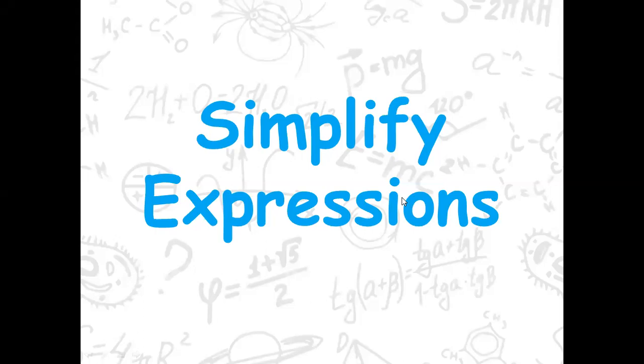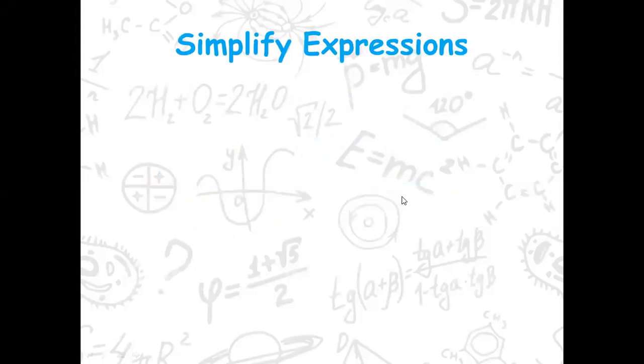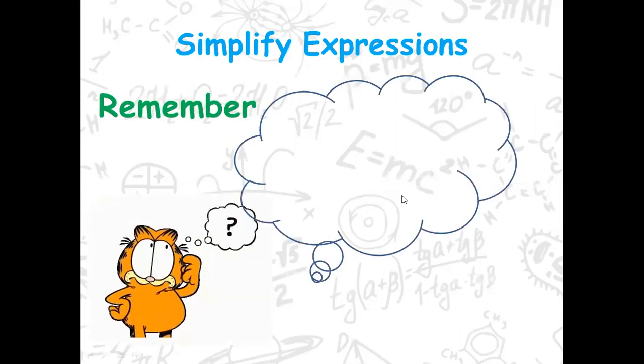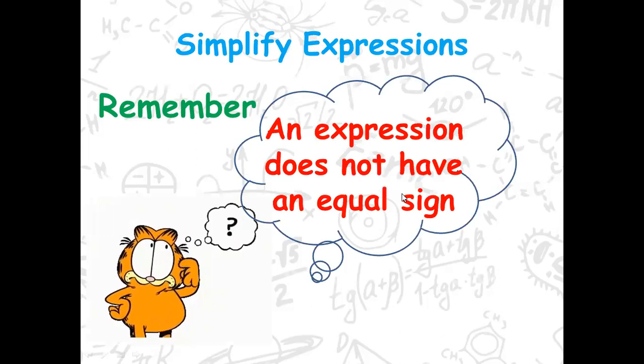If anyone remembers what expressions are, they are quite different from equations, and we already learned about it. Now remember, expressions do not have any equal sign. An expression does not have an equal sign, whereas an equation does have an equal sign. So this is the difference between an expression and an equation. Always remember that an expression does not have an equal sign. It's just an expression with variables and numbers.